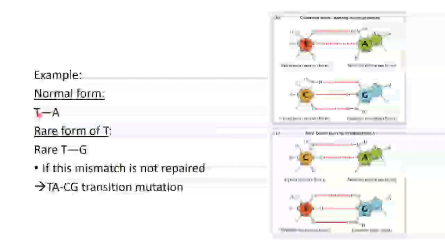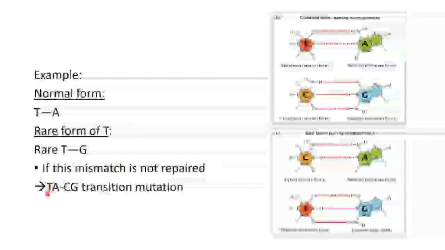If T is converted into its rare tautomeric form, the T will not base pair anymore with A. Instead, the rare tautomer T now will recognize a G. Same concept we saw here, guys. This means now we no longer have a normal TA base pairing, we have a tautomer T matched with G. If the repair systems in our cells cannot repair this error, the initial TA, after several rounds of replication, will turn into CG.